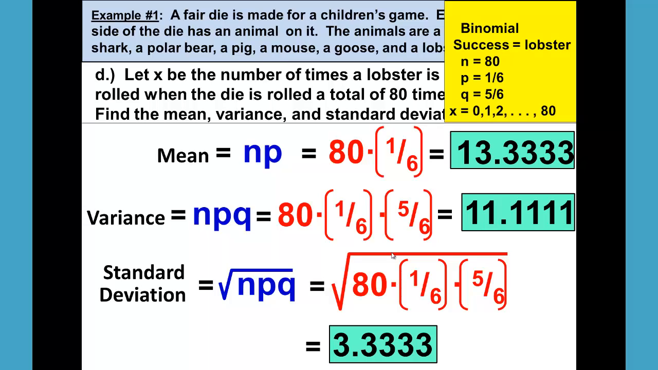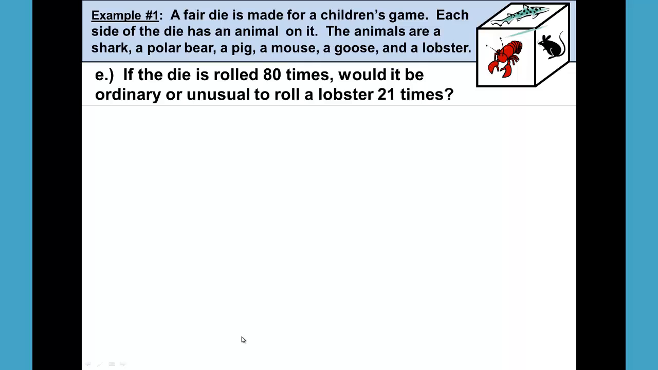We found the mean to be 80 times 1/6, or 13.3333. And we found the standard deviation to be the square root of 80 times 1/6 times 5/6, or 3.3333. You may need to watch part one to get the details on that, but I did want to refresh our memory on what those numbers were. Now we're ready to go on to part E.